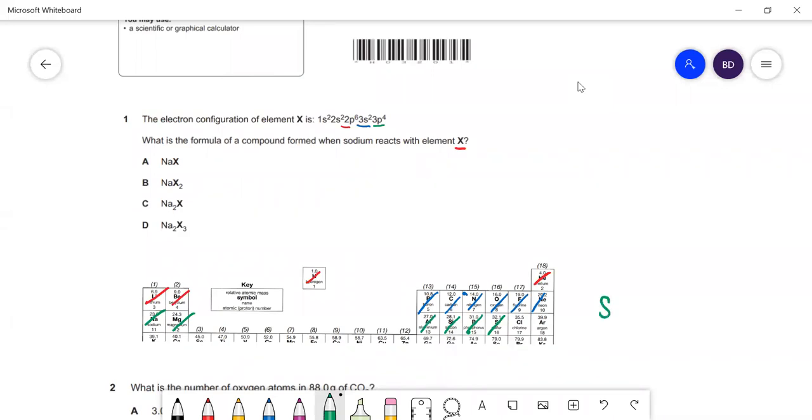Now, sodium always forms ionic compounds, so it's always going to form Na+. Which ion is sulfur going to form? Well, it needs 2 more electrons to have a full outer shell, so it's going to form the S2- ion. So what would be the formula? Well, it's going to have to be 2 sodium ions for every 1 sulfide, Na2S. So the answer is C.